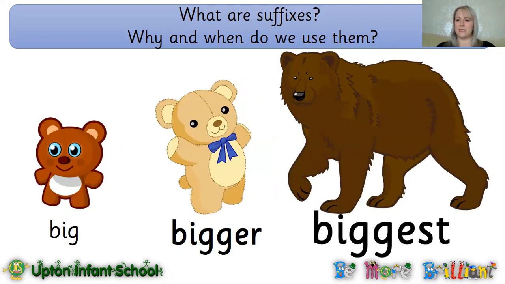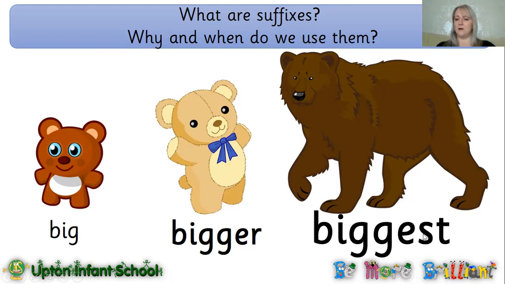But I'm going to stick with my word big to explain how we've changed the meaning of the word by adding a suffix. So here I have big. Here I have my big bear. Now I have an even bigger bear. But this bear is the biggest.